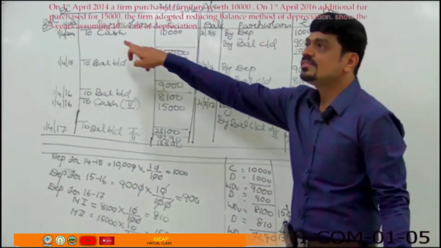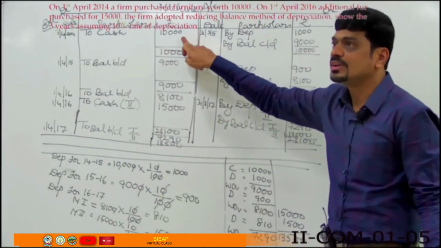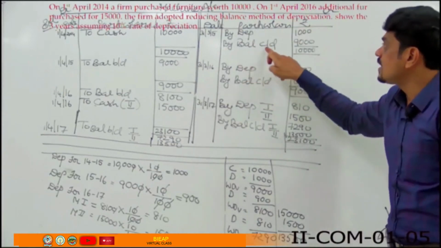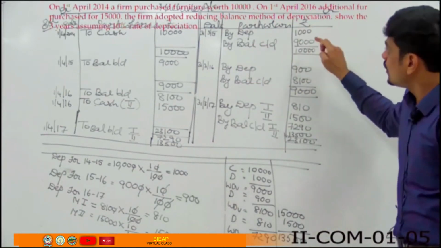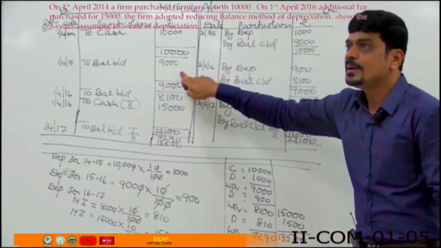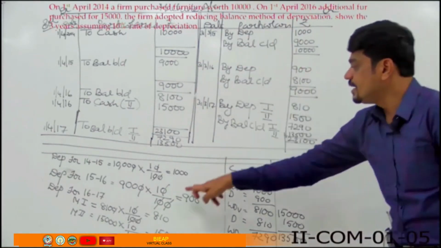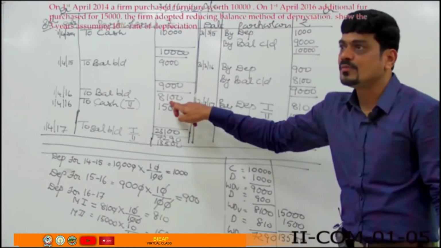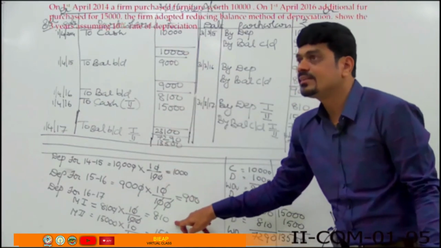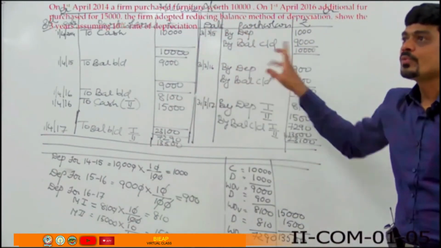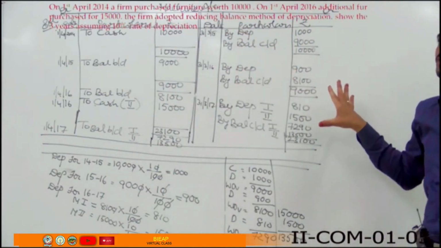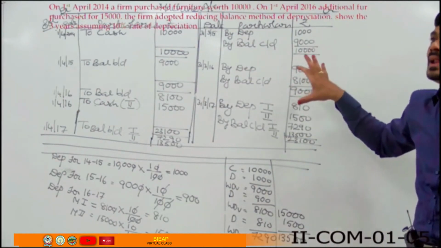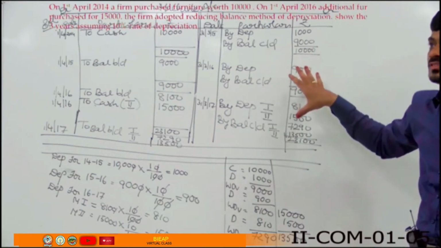Okay, again you can see: to cash 10,000, by depreciation 1,000, by balance carried down 9,000. Next year on this 9,000 I'll calculate depreciation. How much? 900. Here we have done the calculation. Like that, again the value became 8,100. On that we calculated 810. Is it clear? You can have a Q on the solution. This is called reducing balance method, diminishing balance method, with two machines.